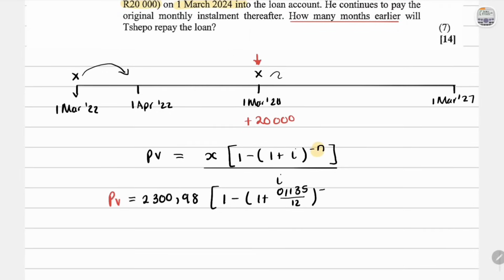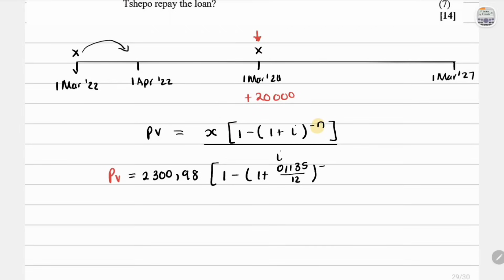So if we're trying to find out how much he owes on the 1st of March 2024, do you notice that that is exactly 2 years after this loan was borrowed? So if it's exactly 2 years, then the amount we'll put here is the amount of months, really, that he has to pay off this loan. After 2 years, he has how long left?